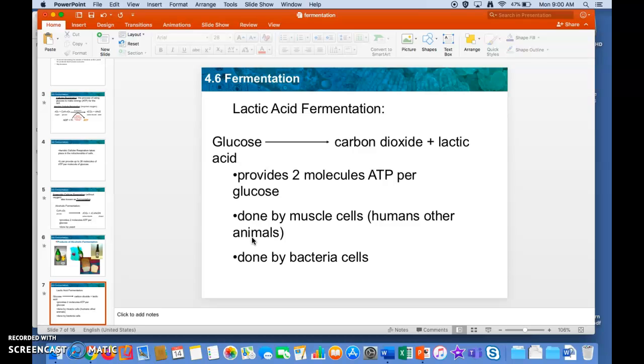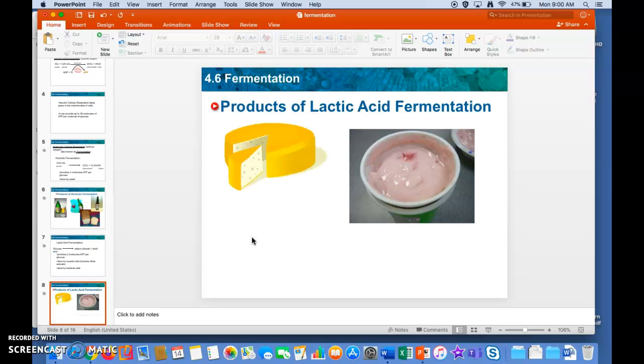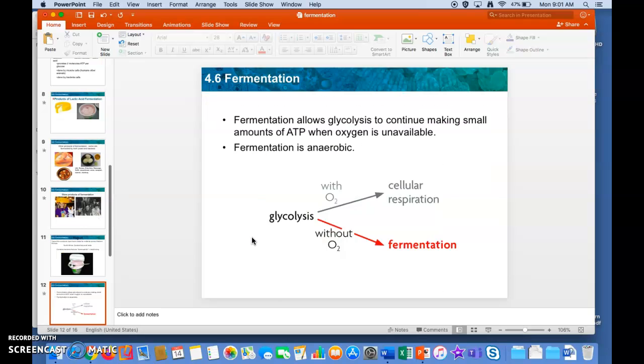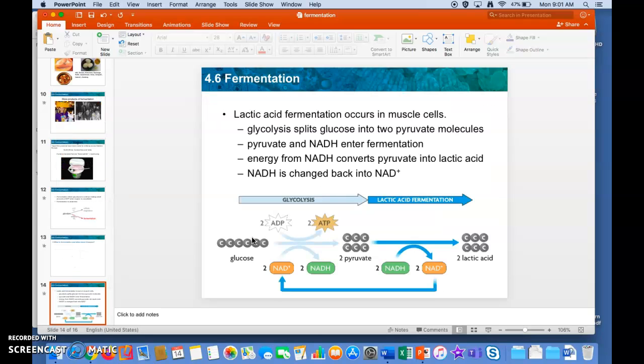Bacterial cells can do this too. In fact, humans have figured out how to use bacterial cells to make food for ourselves by this process, lactic acid fermentation. We make yogurt and cheese this way, as well as kimchi, tempeh, miso, things like that. And yeah, that's the main deal.